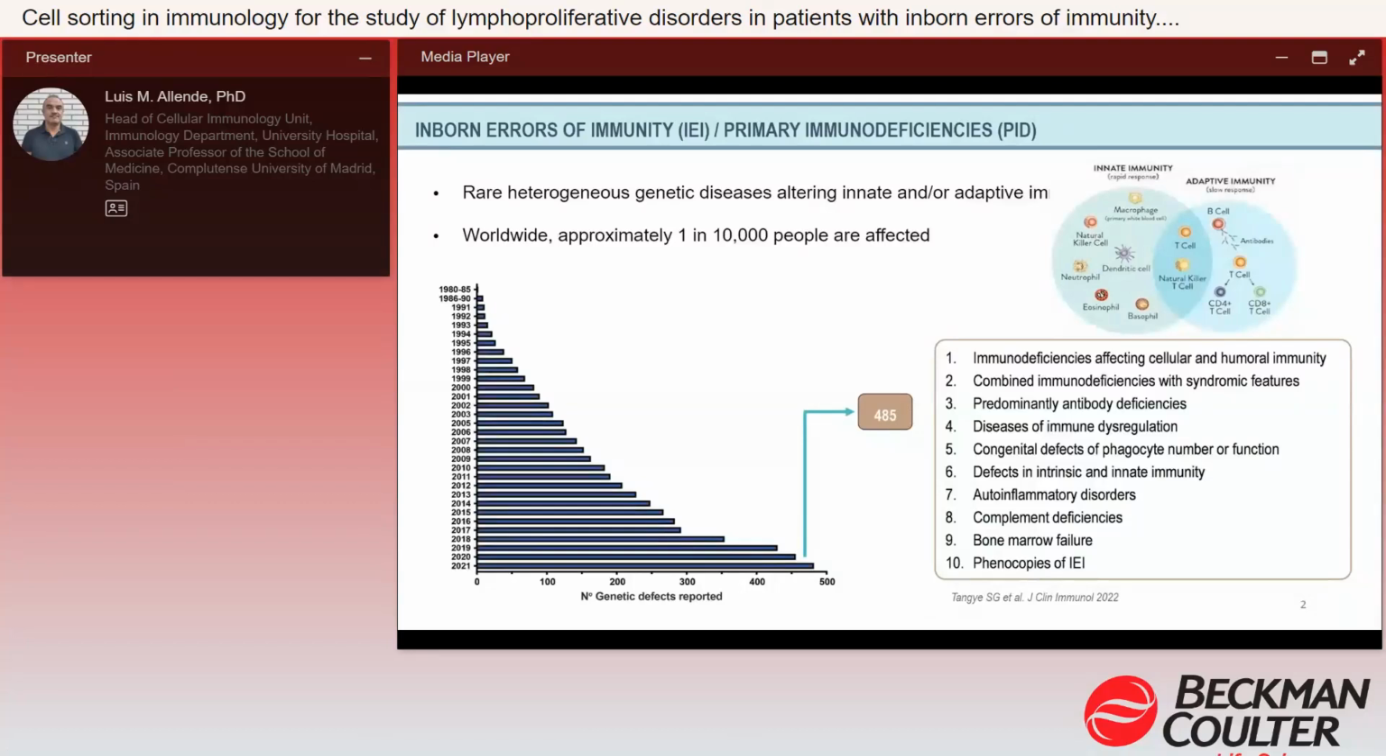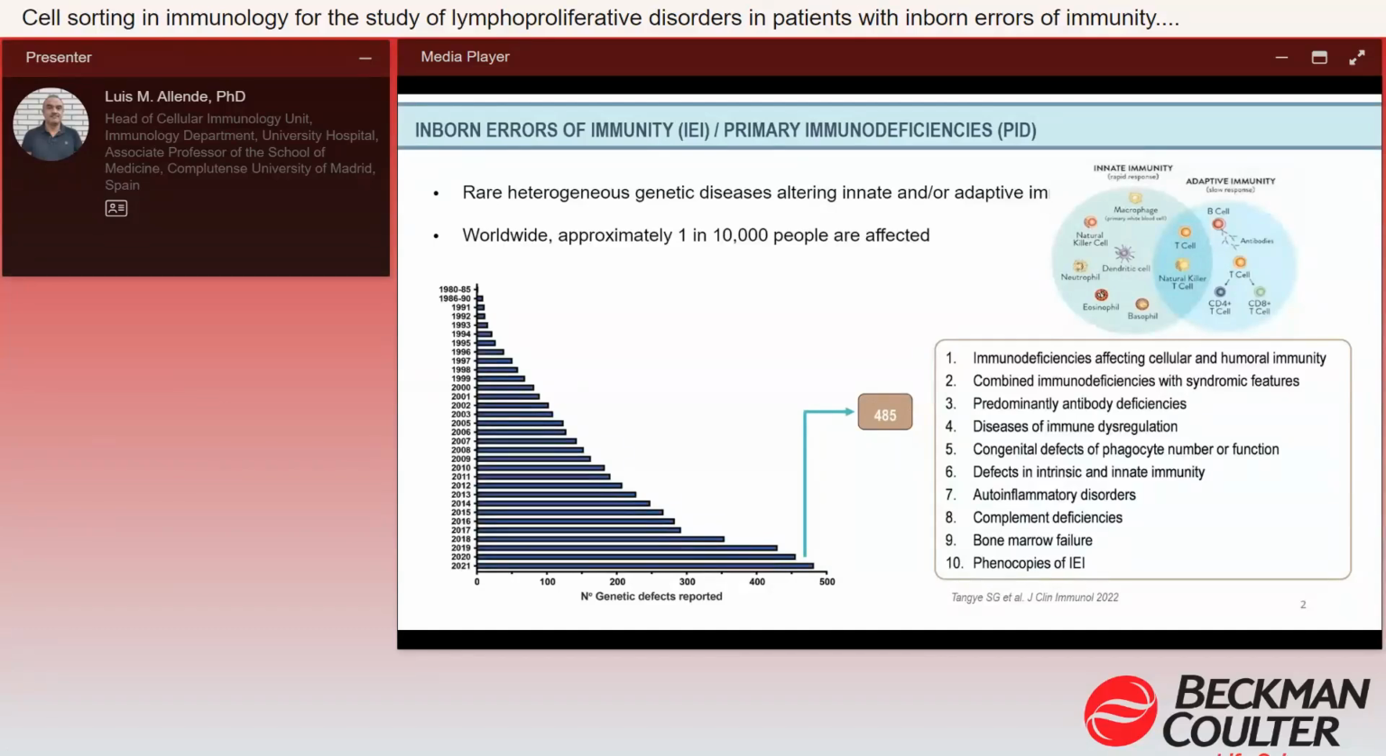bubble boy disease. Group 2, combined immunodeficiencies with syndromic features. For example, Wiskott-Aldrich syndrome, ataxia-telangiectasia, or DiGeorge syndrome. Group 3, predominantly antibody deficiencies. This group includes the largest number of patients, such as common variable immune deficiency or agammaglobulinemias. Group 4, diseases of immune dysregulation characterized by autoimmune cytopenias, such as autoimmune lymphoproliferative syndrome or hemophagocytic lymphohistiocytosis. Group 5, congenital defects of phagocytes, such as congenital neutropenias.